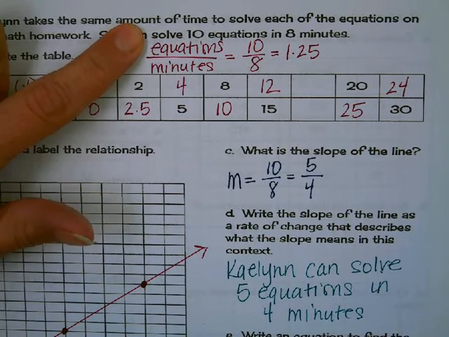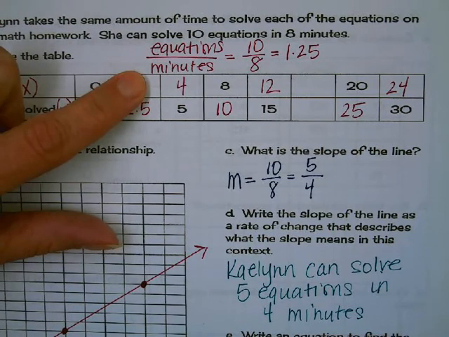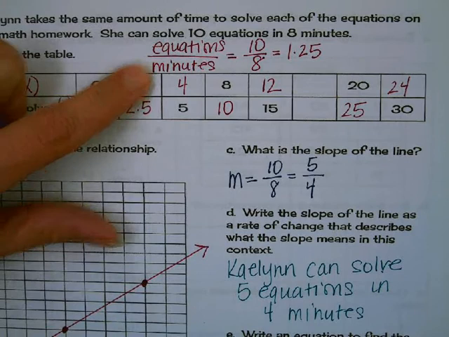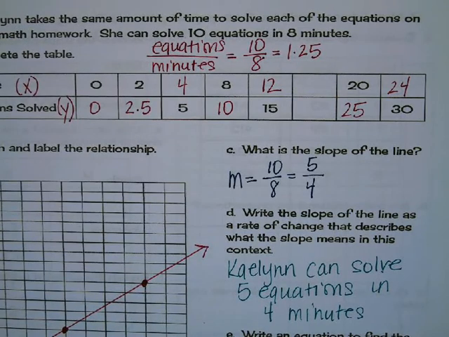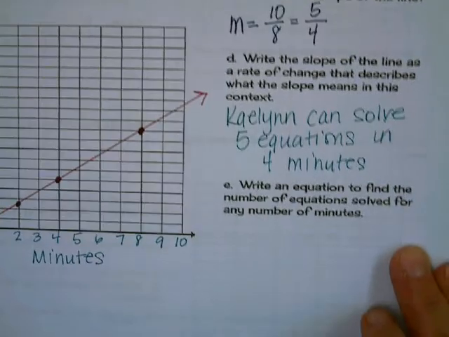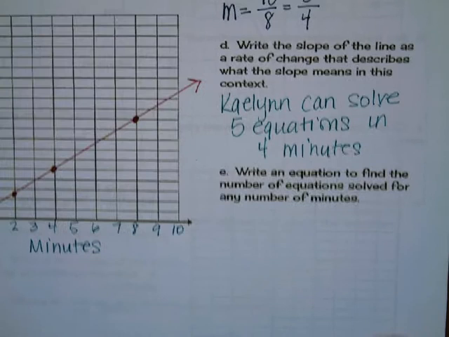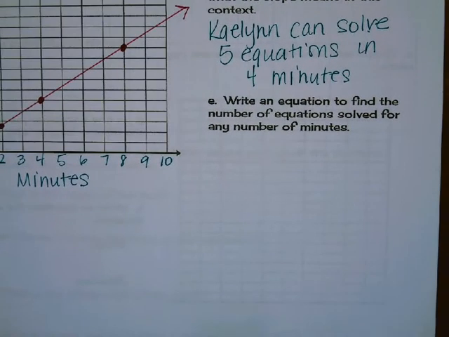This is why when I make my proportional constants, I love to be able to have them labeled, because then I know exactly what that top number is representing, which is my y, in terms of my bottom number, which is my x. So Kaylin can solve 5 equations in 4 minutes.